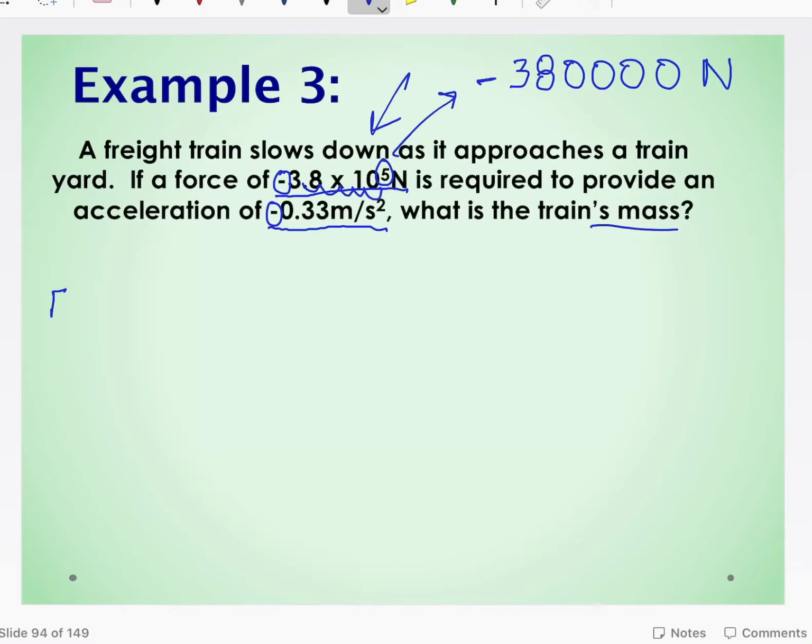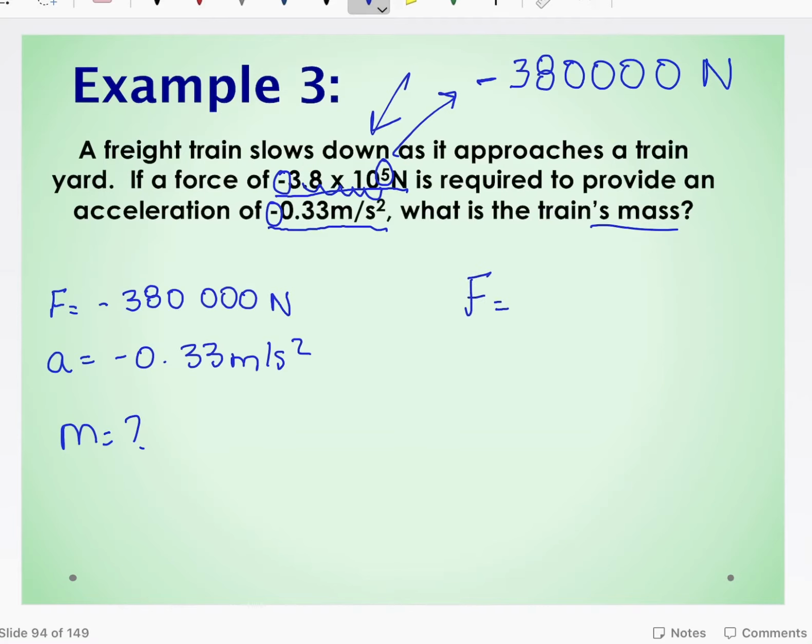Okay, but I'm going to write this down. I'll put it in standard notation, but again, you could just plug that into your calculator. Just make sure you know how to use exponents. Acceleration is negative 0.33 meters per second squared, and I'm solving for mass. Okay, F equals M times A. Put my force in, and I do include my negative, even though it's just indicating direction.